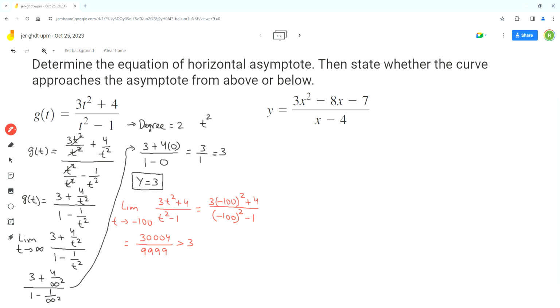So we can write, the curve approaches the asymptote from above on the left side.